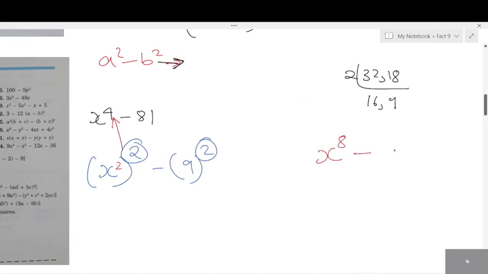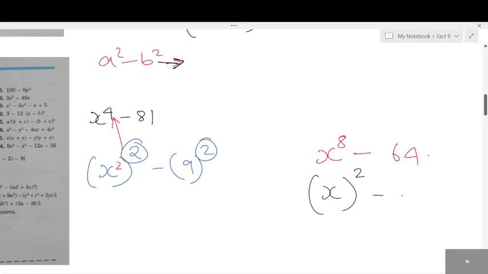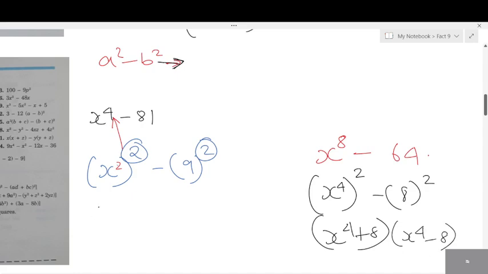Now, for this question, how do you solve this question? Outside, yes, you can. Outside, we need 2. First, put 2, and what is the perfect square for 64? If outside there is 2, what should I put inside? What value should I write? So the answer for this is x4 plus 8 into x4 minus 8. In the same way, here x square plus 9 into x square minus 9. This is the answer.